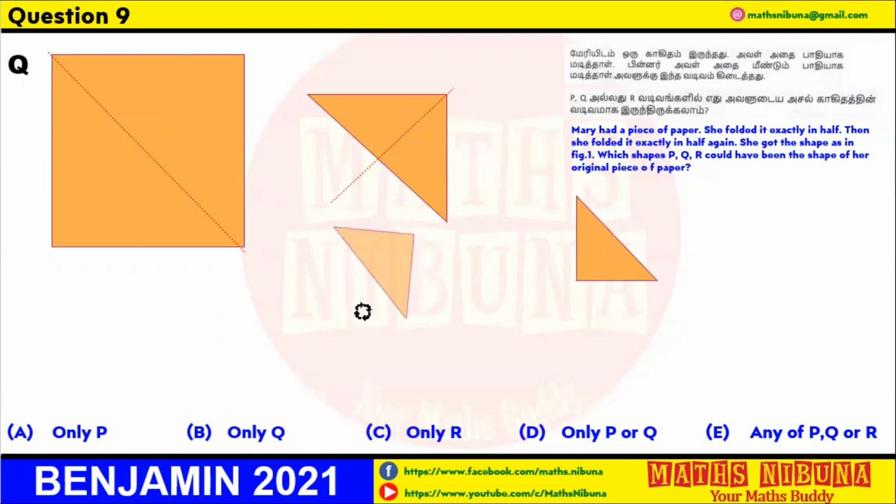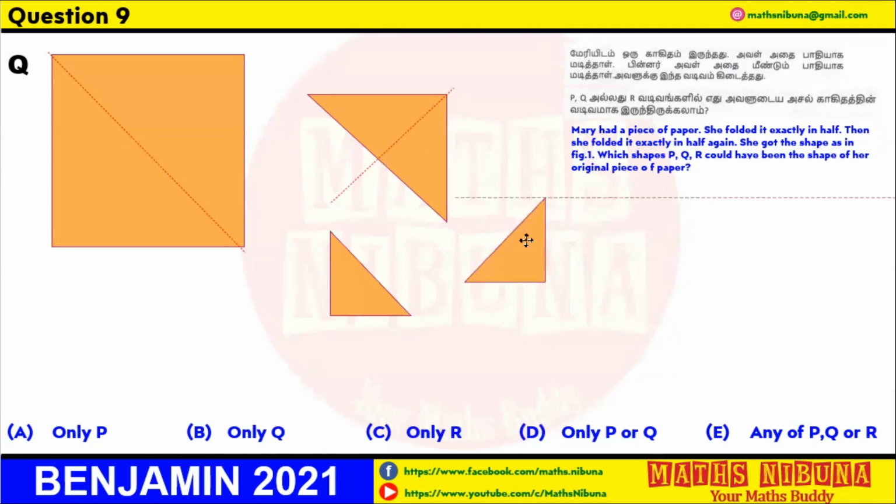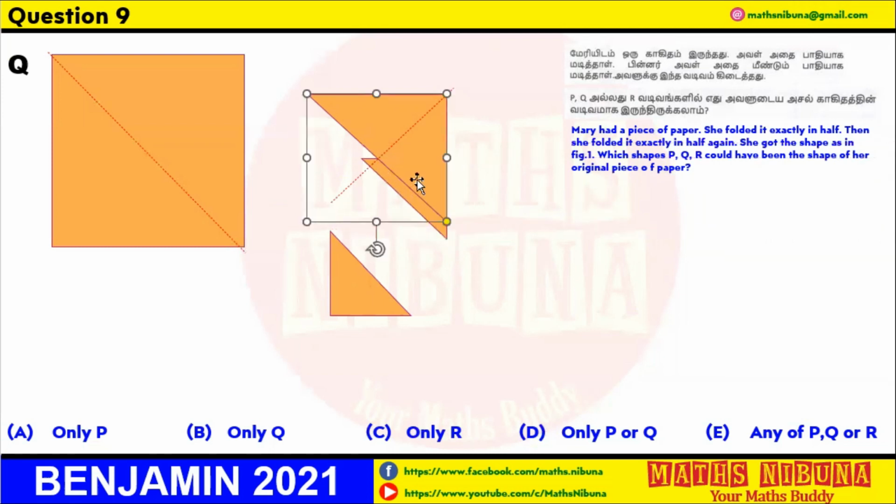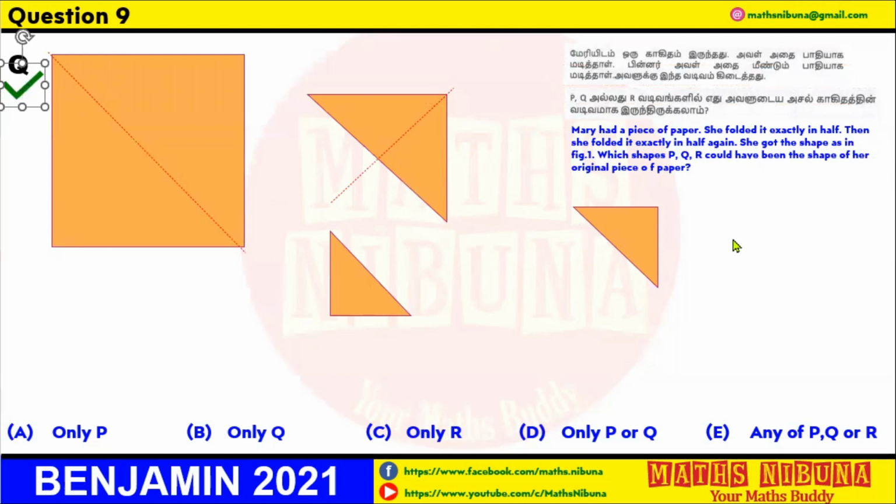So she folds it. Yeah, I had to flip it. Okay, she'll get something like this. Right, so this shape and this shape, this and this are the same. So that means Q also is a possible answer. She can flip like this and get a 90 degree here. This is called a right angle triangle. This is 90 degrees.